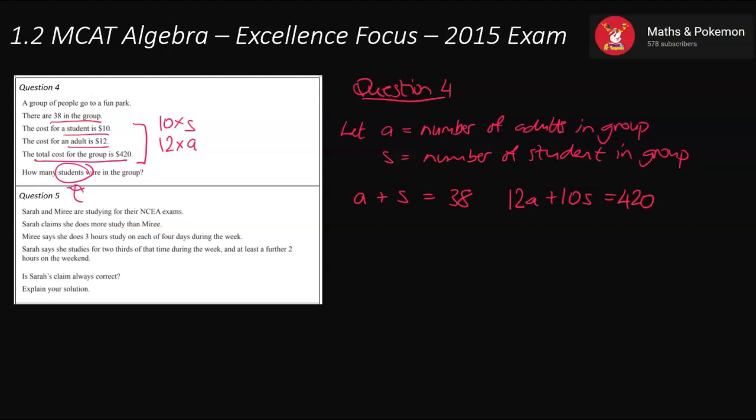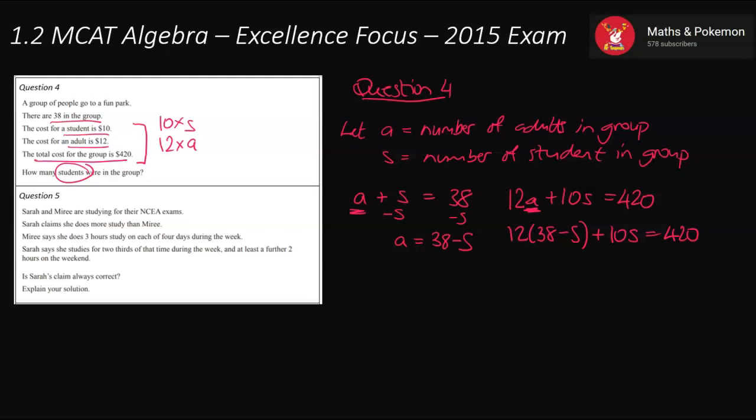Remembering we've been asked specifically about the students, that means we need to get A as the subject of the equation, and this one on the left looks a bit easier, so I'm going to use that to deal with it. So getting A by itself means I need to go minus S, so that means A will be equal to 38 minus S. Now this means I can take away the A and substitute in 38 minus S, and I'm left with S's only in that second equation. So let's do that here. The A over here is going to go away, so we've got 12 bracket 38 minus S, and that is from over here, which is what A is equal to. We're going to add 10S, and we're going to equal 420.